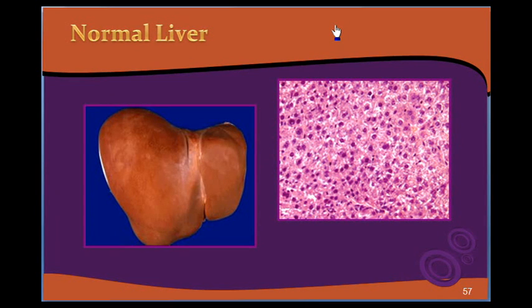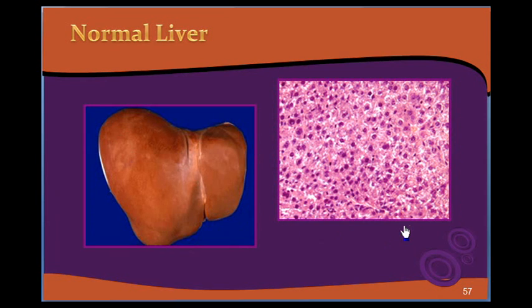In the next 4 slides, we are going to see some specimens of the liver which are normal and affected by fatty liver, along with the histological picture side by side. In this you see the normal liver, very smooth, glistening, nice left lobe of the liver, the right lobe of the liver. Normal liver weighs around 1200 to 1400 grams.